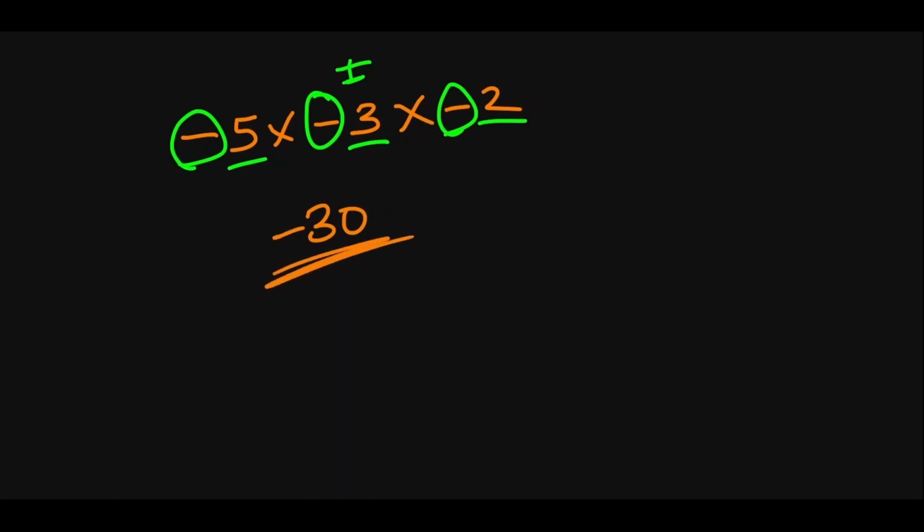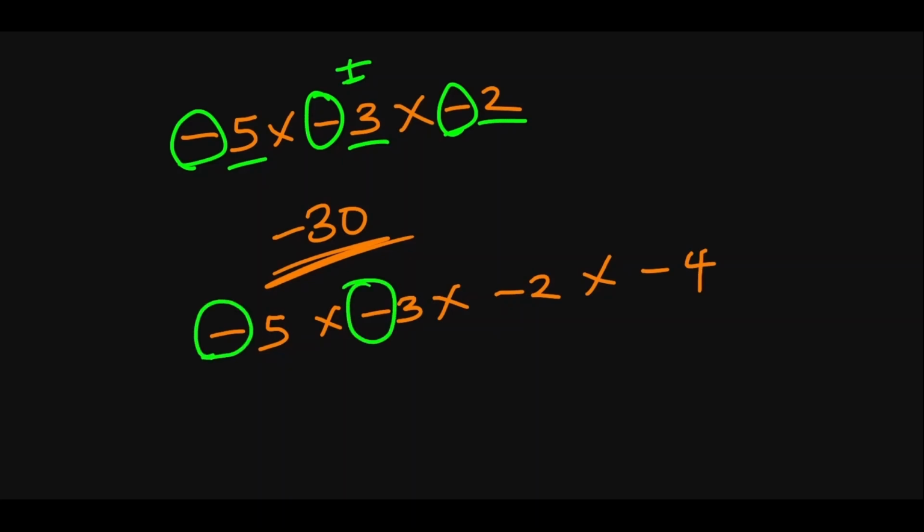Now, look at another situation. Minus 5 times minus 3 times minus 2 times minus 4. In this case, minus times minus gives us plus. That plus times this minus gives us minus. Then the minus times this minus still gives us plus.